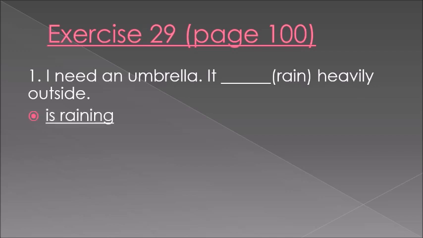Now, let's see the answer. It is raining. So, you're going to add ing with rain. It will become raining. And helping verb you are going to use is. So, this is the answer, is raining. You have to write this in your blank.